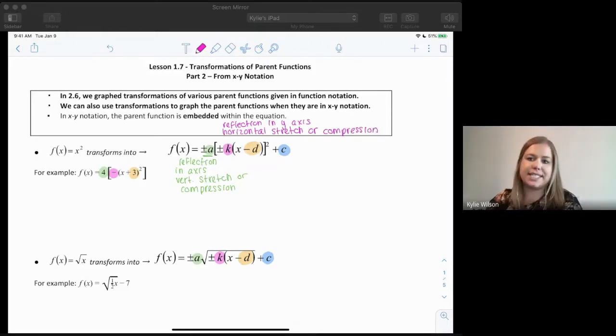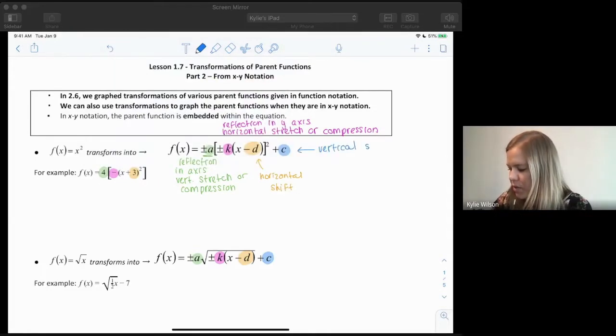And then we have D and C, and I think D and C are a little bit more straightforward. D represents a horizontal shift or translation. You can use either word, it doesn't matter. And remember, if D is negative, we're going right. If D is positive, we're going left. And finally, C is our vertical shift or translation. You can use either word. I tend to use translation, but whatever you're more comfortable with. Okay, so that's the first part that you need to know from lesson 1.6.